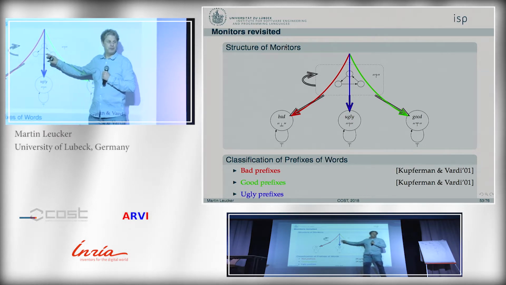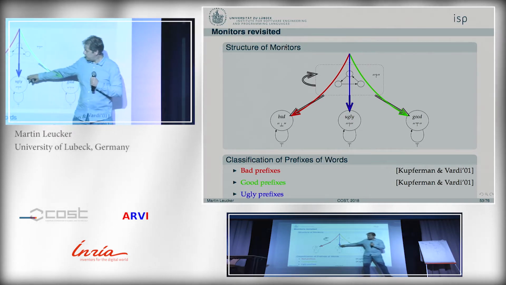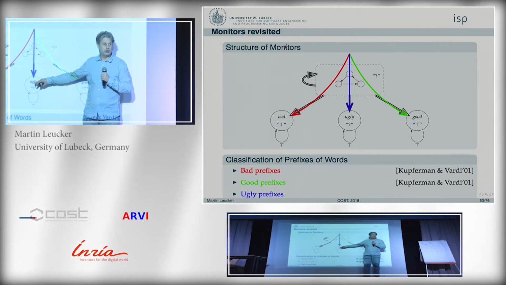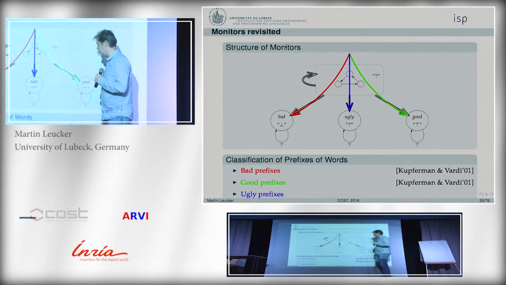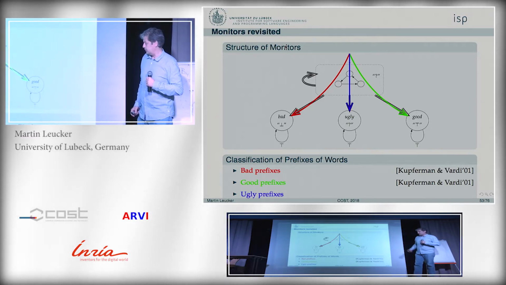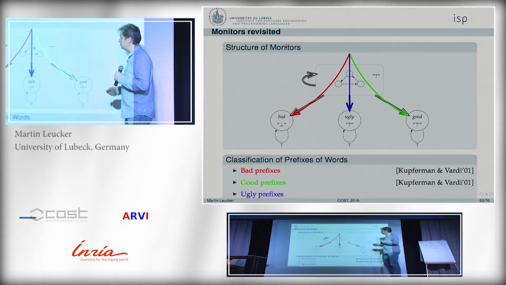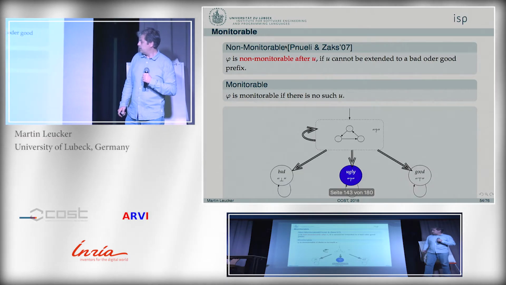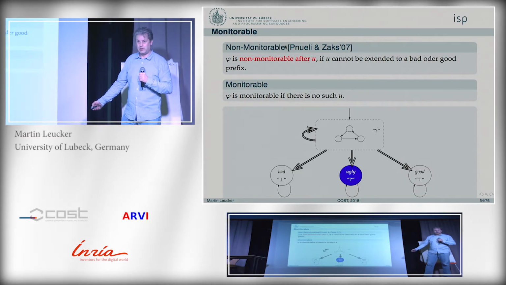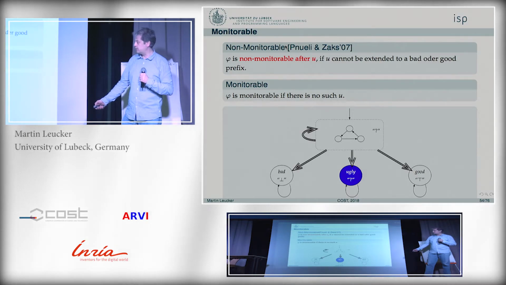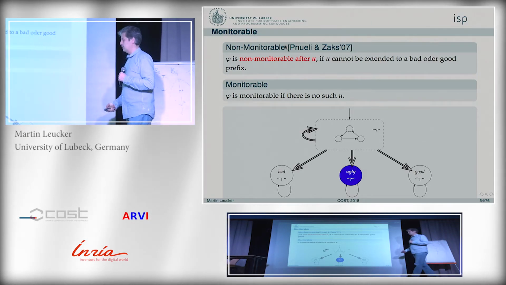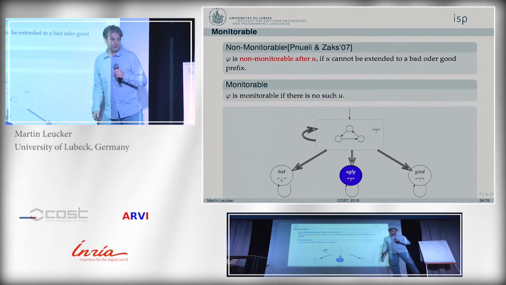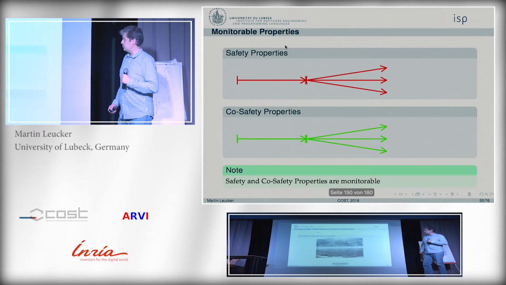And you can see that from the minimal monitor. If you have this single state, once you enter that one you will output don't know forever, then you're basically in the ugly situation. And you can also classify that in language-theoretic terms. There is a notion of bad prefixes, good prefixes, and all this kind of stuff. Basically, the notion of monitorability from Pnueli and Zaks means that a property is monitorable if and only if there is no ugly state. That's the correspondence.